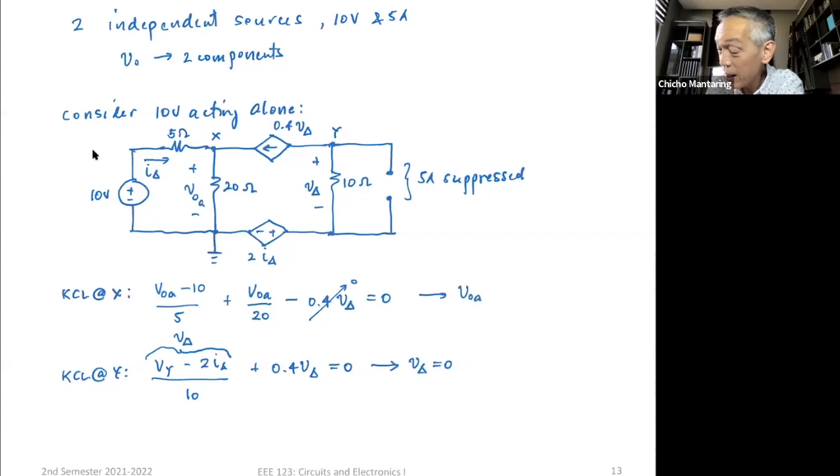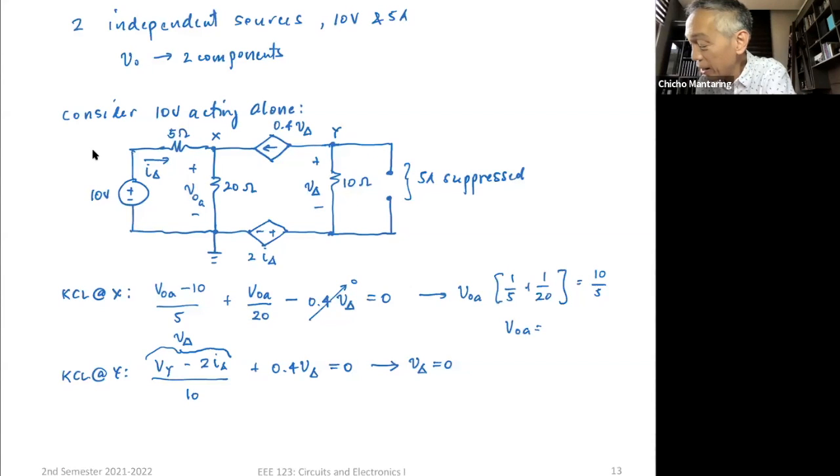V of O's of A, 1 over 5 plus 1 over 20 is equal to 10 over 5. No? Or it's equal to 2. Right? And if I solve for V of O of A, that's just going to be 8 volts. That's going to be 8 volts. Any questions? So ito yung V of O due to my 10 volt source acting alone.